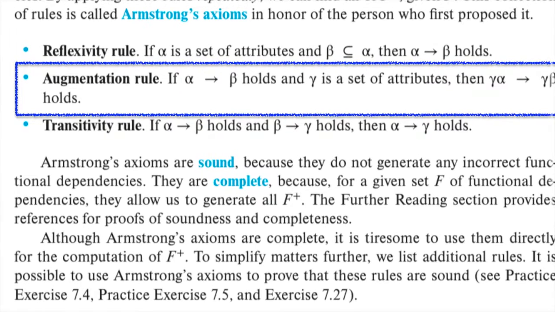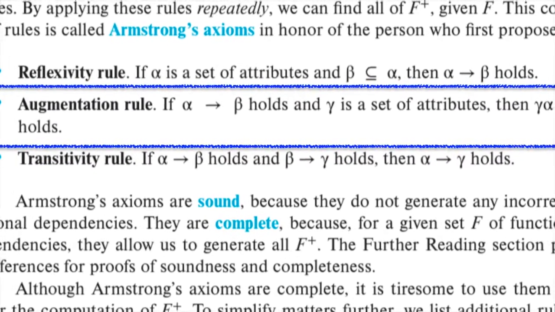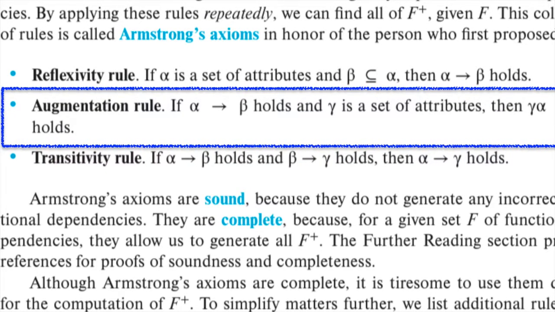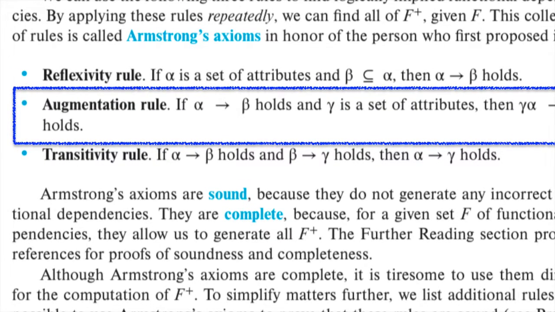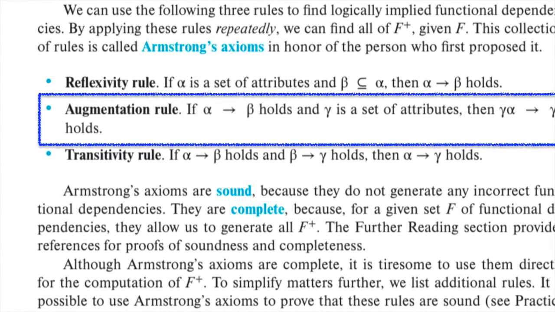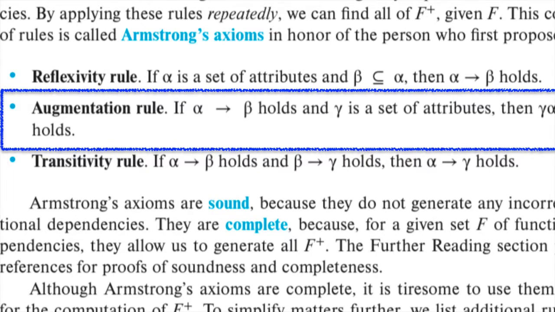So, medyo straightforward yung transitivity as well as yung reflexivity. For reflexivity naman, if alpha is a set of attributes and beta is a subset equal of alpha, then alpha to beta holds. So, in this particular example sa reflexivity rule, yung naive na reflexivity is itself. So, alpha to alpha because alpha is also a subset equal of alpha.